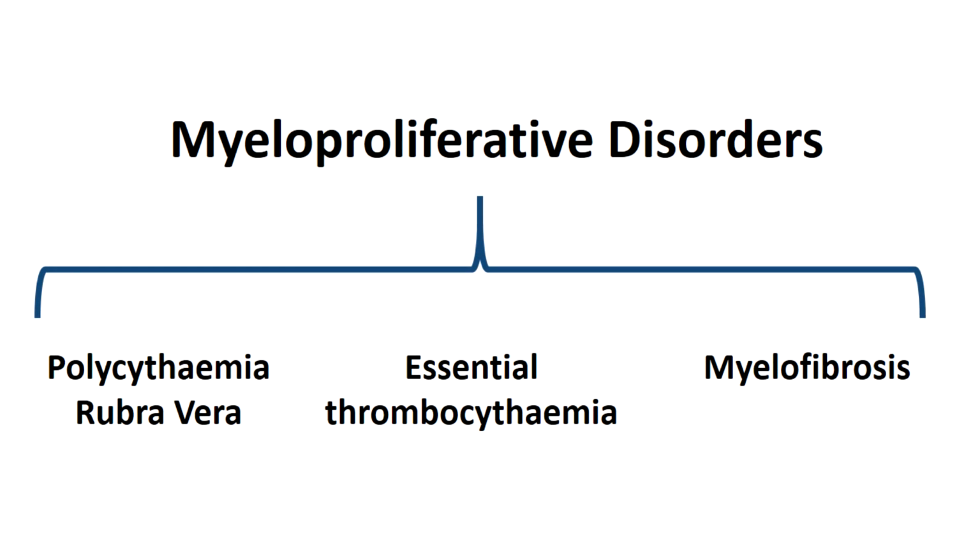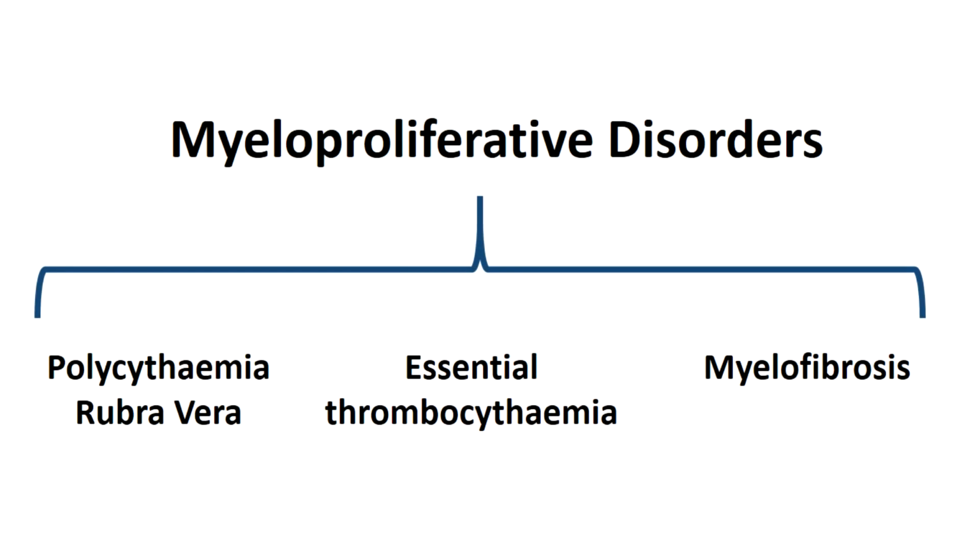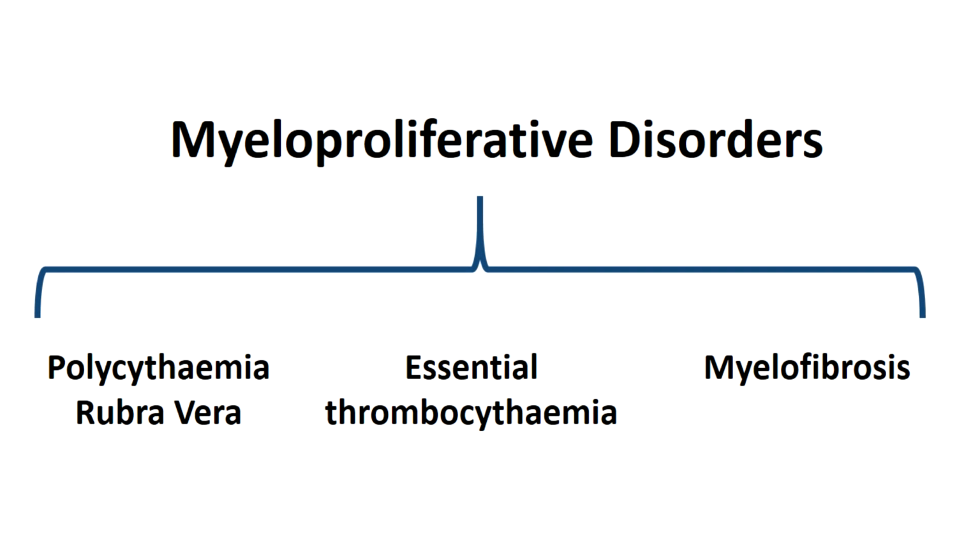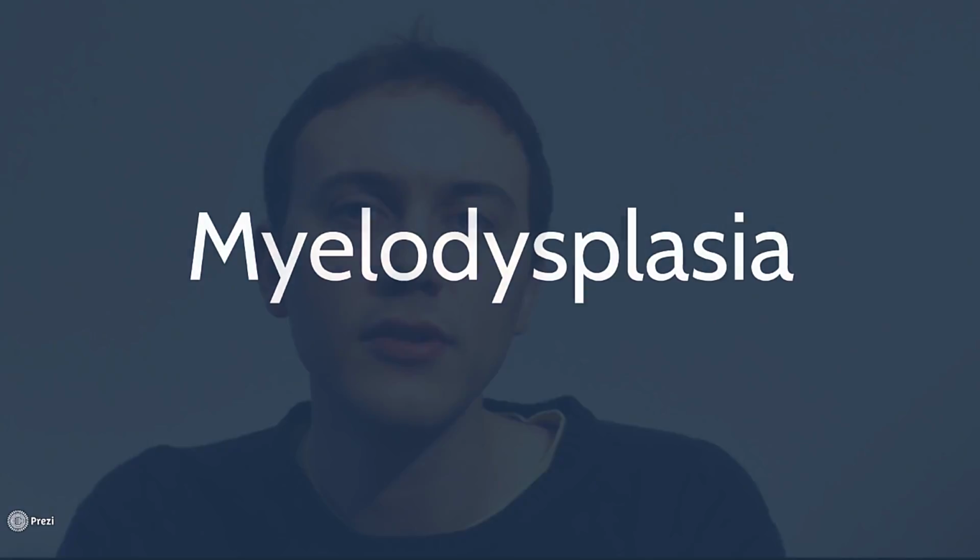So if you have a condition where too many red blood cells are made, that's called polycythemia rubra vera. If there are too many platelets produced, it's called essential thrombocythemia. Myelofibrosis is also included here, which is the overproduction of the fibroblasts, which make the connective tissue. And when there's too many of those, you end up with lots and lots of collagen in there, which is basically scar tissue. Okay, let's move on to myelodysplastic syndrome, or myelodysplasia as it's also known.